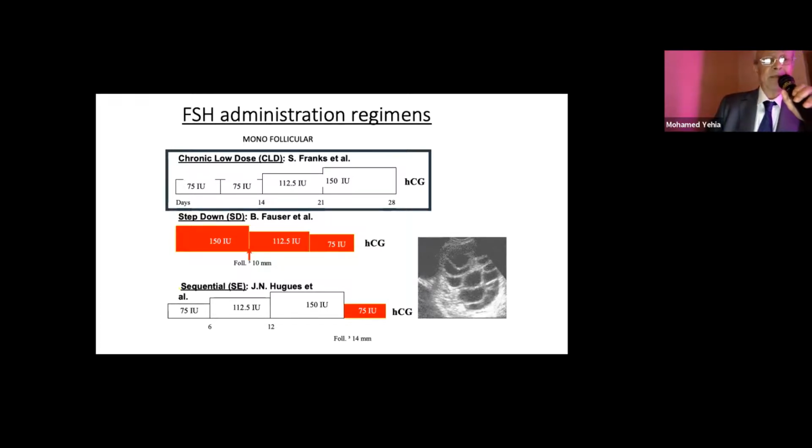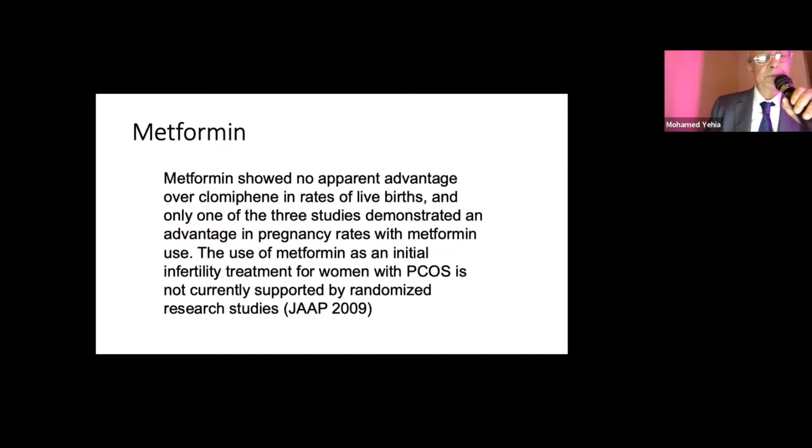Step down: starting with 150 and then getting down by half an ampoule, or starting with 1 ampoule and increasing the dose, then decreasing. Usually you end with this. Multiple follicles: if you have this during induction, you have 2 options, either to cancel the cycle or transfer it into IVF. And maybe this would be your best option to have a reasonable number of follicles. But for the stimulation protocol for induction of ovulation, I think for monofollicular, the chronic low dose is the best.